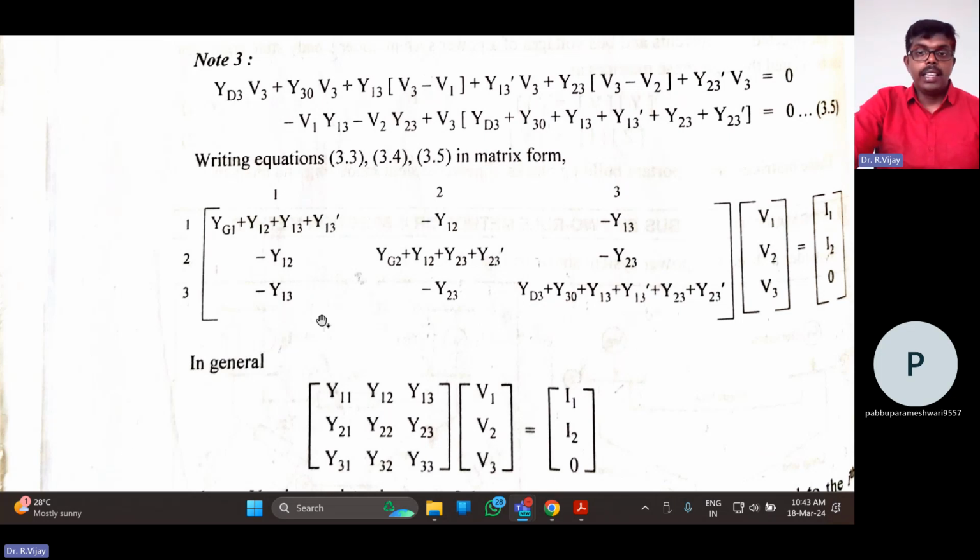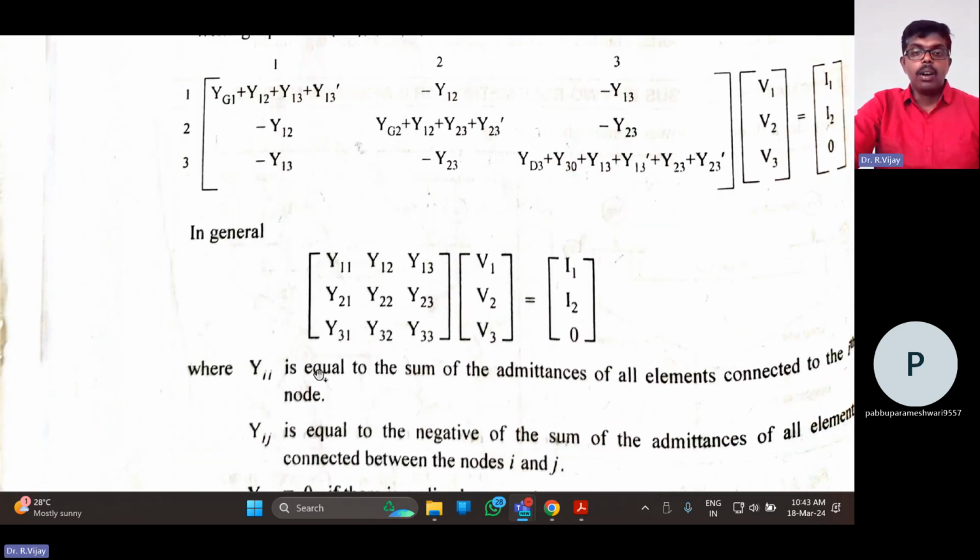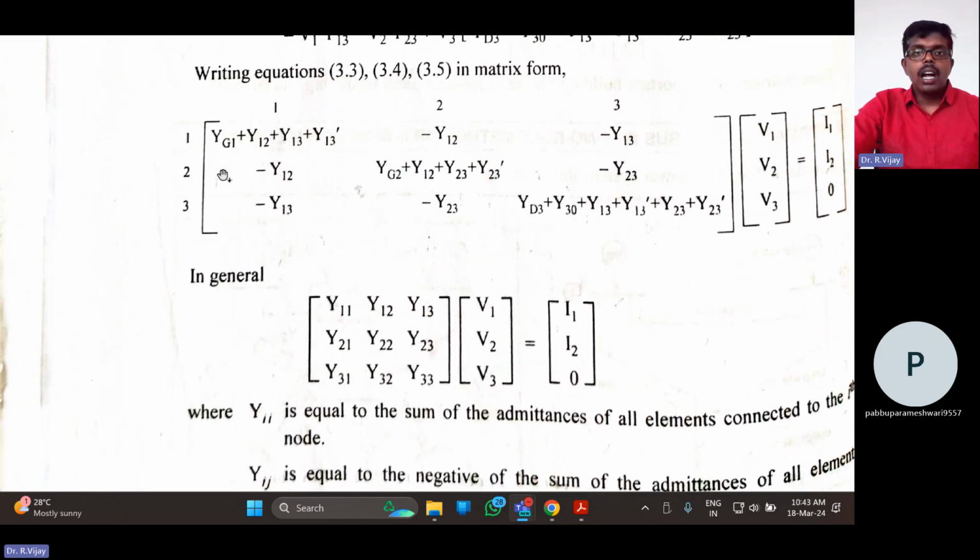Here in generalized terms, this is nothing but Y11, Y12, Y13, Y21, Y22, Y23, Y31, Y32, Y33, into V1, V2, V3, that is equal to I1, I2, and 0. Where Yii is nothing but the sum of the admittances of all the elements connected to the ith node. That is Y11, Y22, Y33.